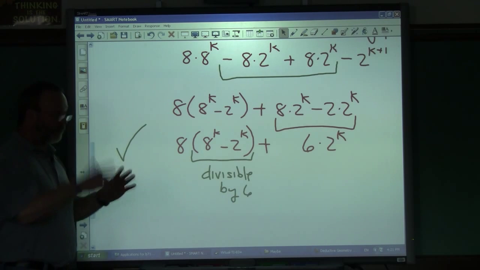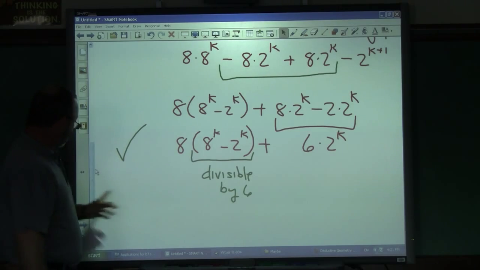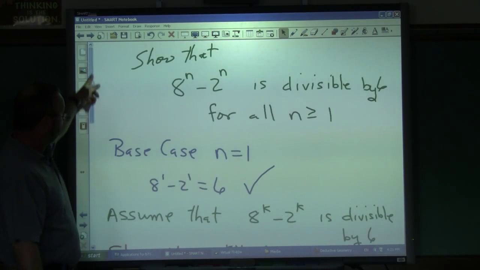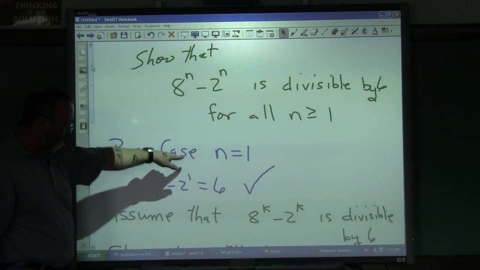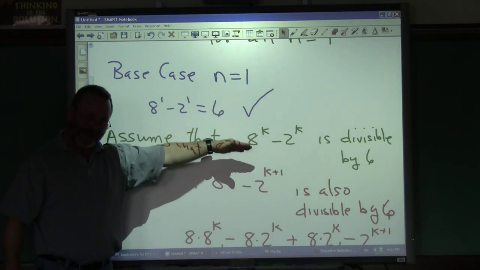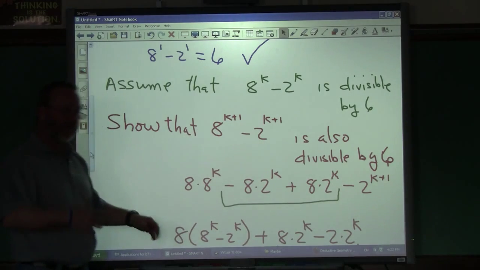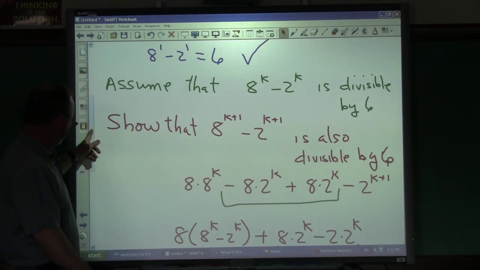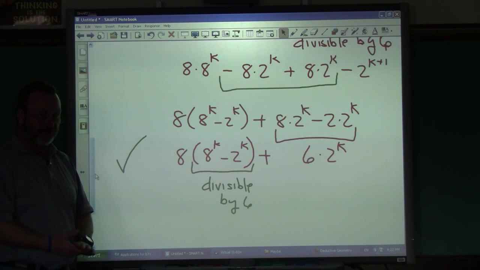So this was a little bit different than the one we did previously, but still done by induction. So once again, we start with our statement. We check the base case. We assume up to k. And then we have to show that it's also true for the very next step. I hope that this helps clear up how to do proof by induction.